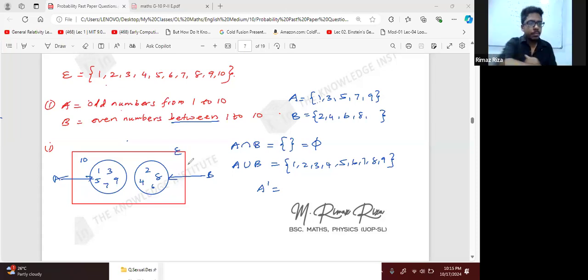Is one there in B, no? Here, yeah. I think the one should be coming, right? One should come, right? Because one is there in set A, no?